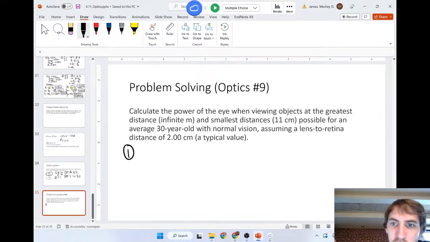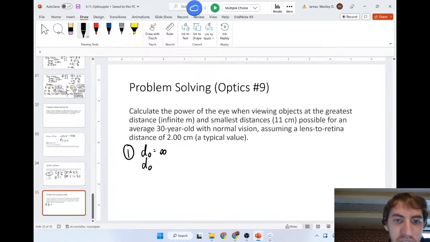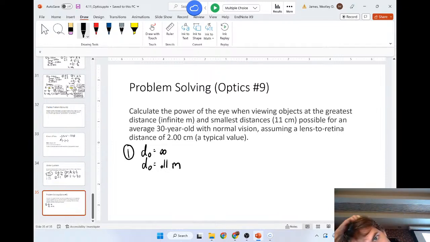So let's write down some stuff here. Step one, what's our first thing? One of our objects, our distance to our object, is infinite. That's one case. And then our other object distance is 0.11 meters. I've already converted it from centimeters to meters. We don't care about the 30-year-old. That's not a variable we care about.